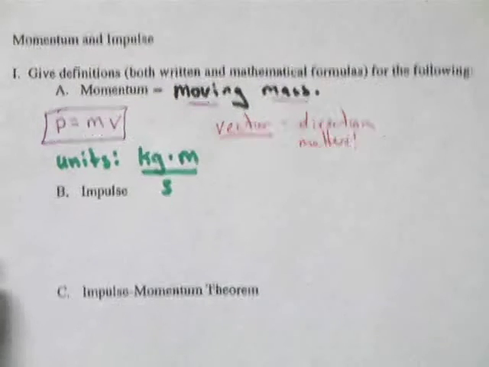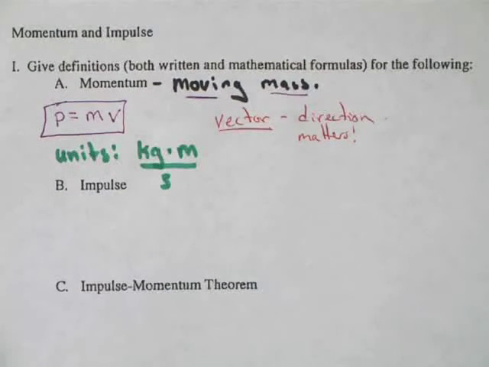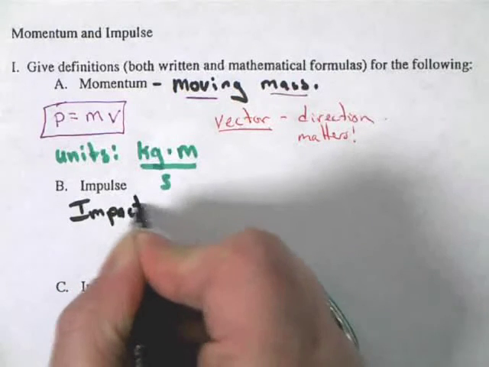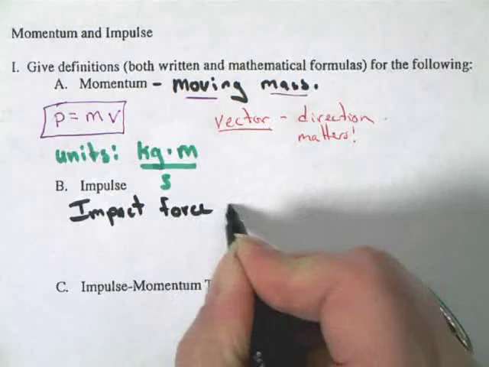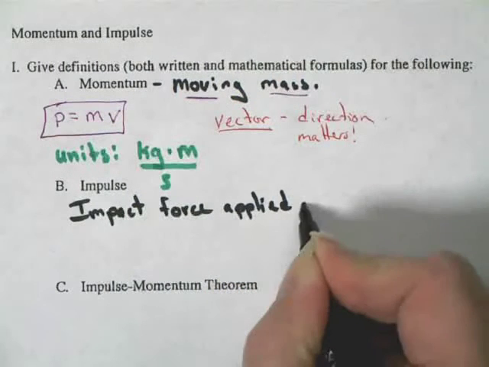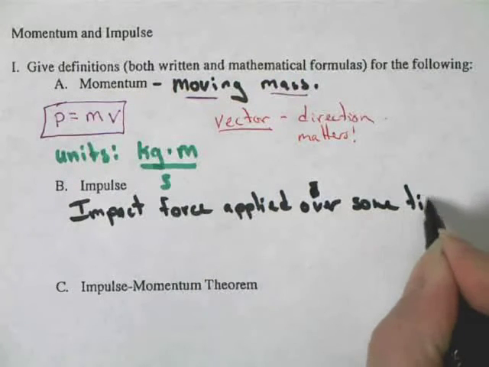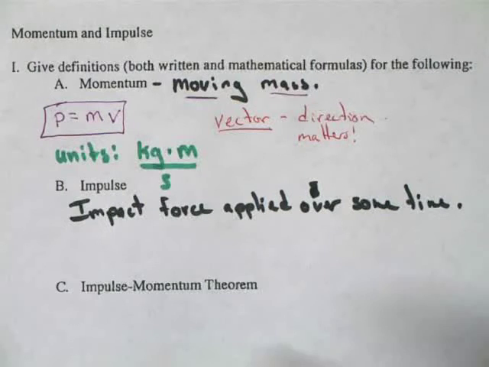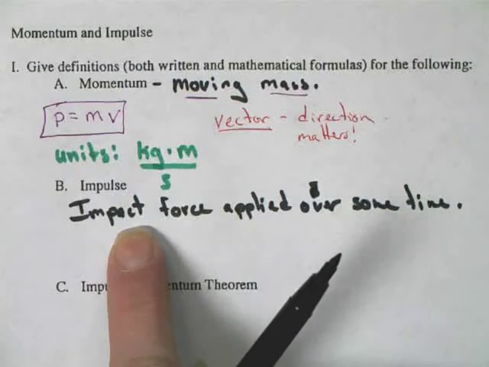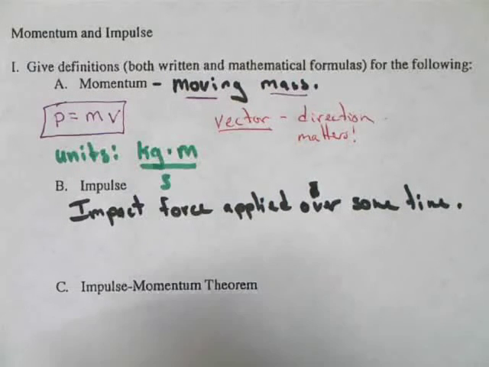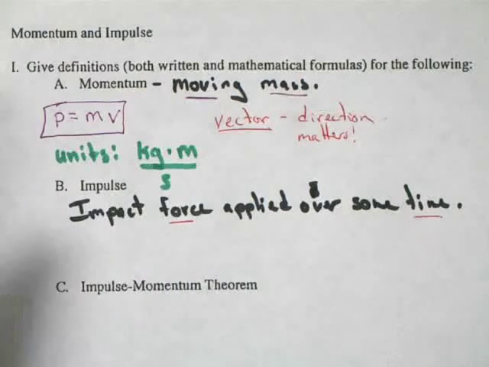Second key term is impulse. So let's start the same way. Definition. An impact force applied over some time. This word impact means it's hitting, or there's some sort of collision. If you look at that definition, there's two key terms in there. There's a force and there's time.